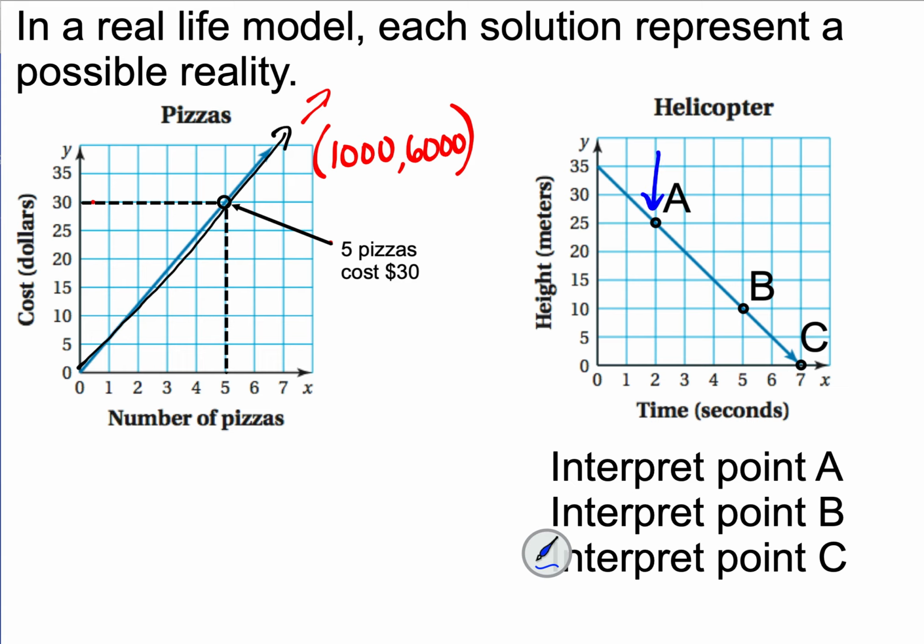So this point right here means that at 2 seconds, the helicopter is 25 meters off the ground. This next point, B, means that at 5 seconds, the helicopter is 10 meters off the ground. And this last point, C, means that at 7 seconds, the helicopter is at 0 feet off the ground. We would probably actually say the helicopter lands after 7 seconds.